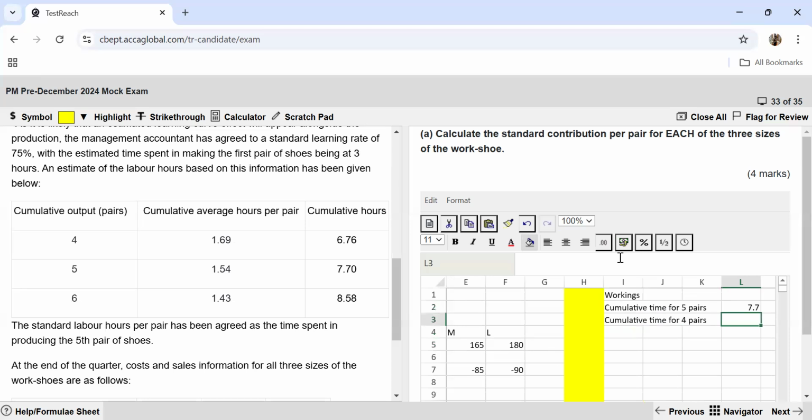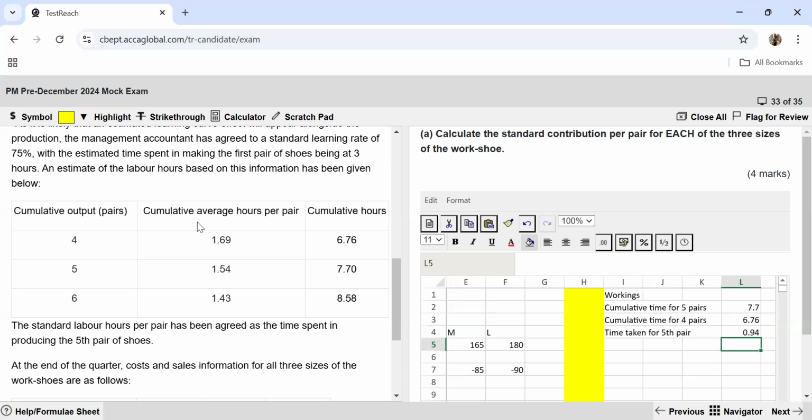as 6.76. Now, if it took me 6.76 hours to make 4 pairs and 7.7 to make 5, then the difference will tell me how much time it took me to make the fifth pair of shoes. So you can say that time taken for the fifth pair will be the difference between these two. So this gives you 0.94.